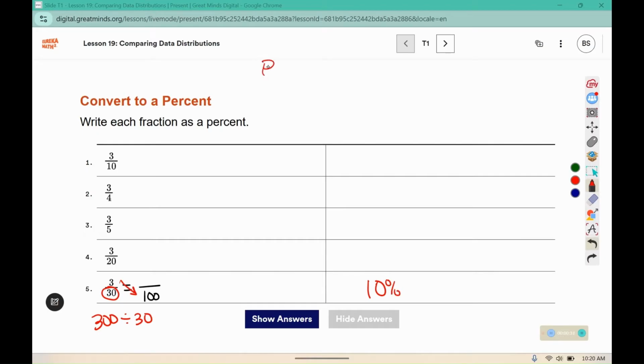We use this setup of part, whole, and then we say it equals the percent out of 100. So that numerator would be 10 or 10%.